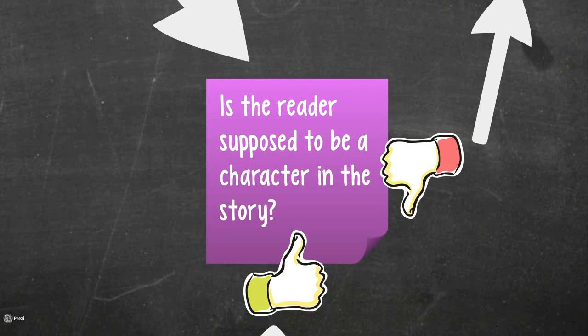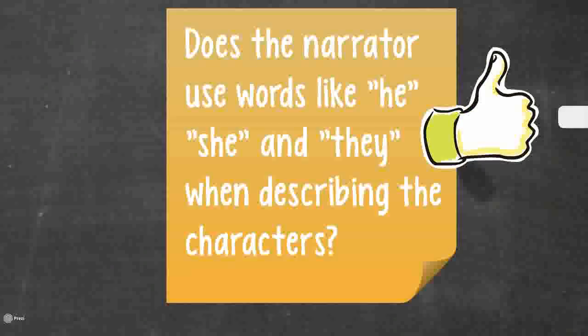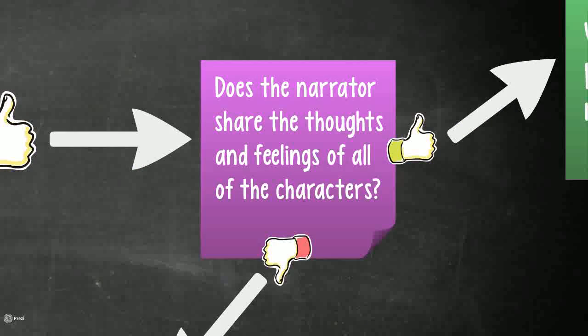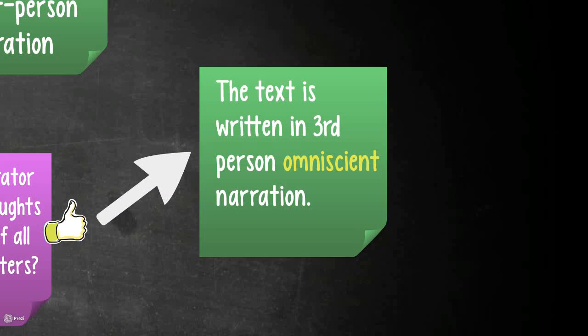But if the reader is not supposed to be a character in the story, then you might ask yourself, does the narrator use words like he, she, and they when describing the characters? If so, you want to ask yourself, what kinds of thoughts and feelings is the narrator sharing with the reader? Are they sharing the thoughts and feelings of all of the characters? If so, you're looking at a text that is written in third-person omniscient narration.